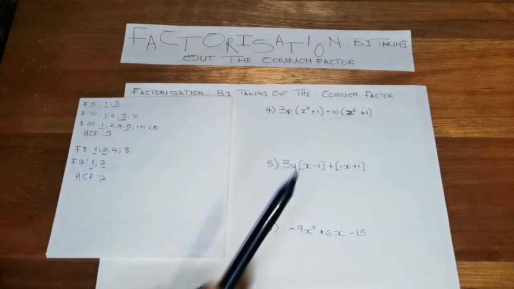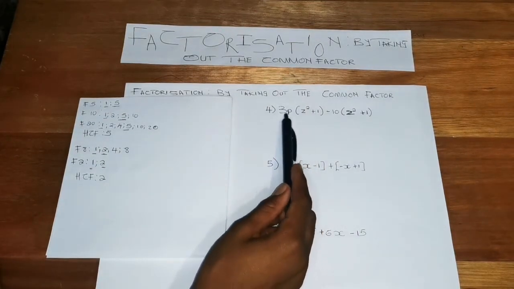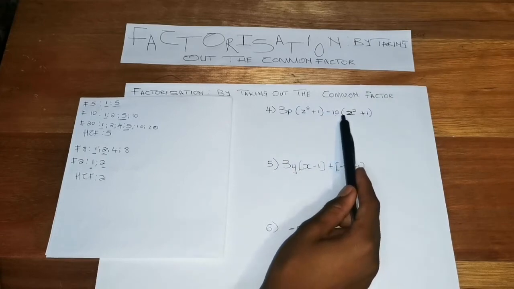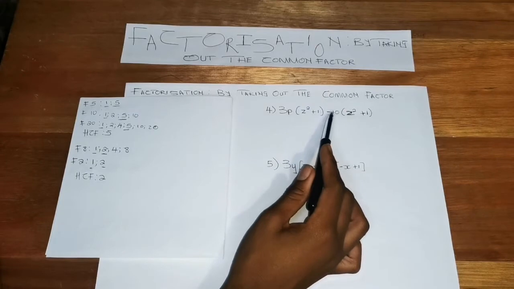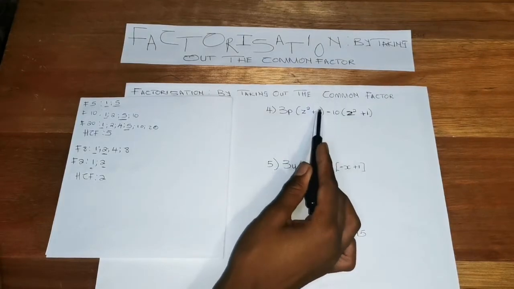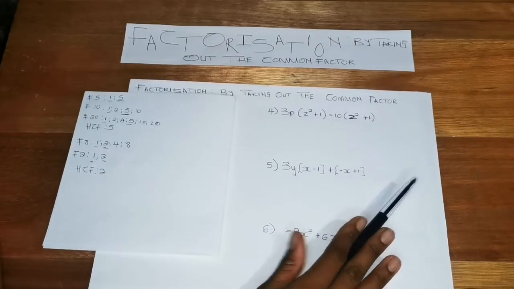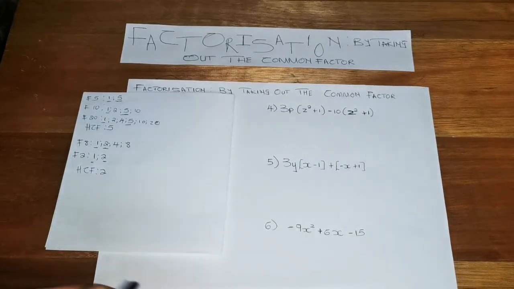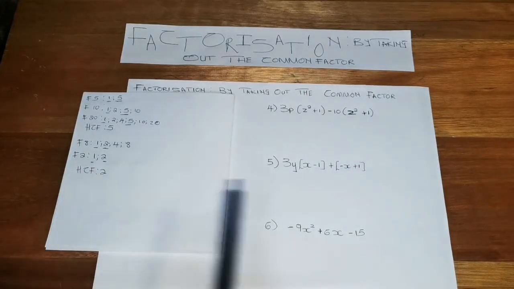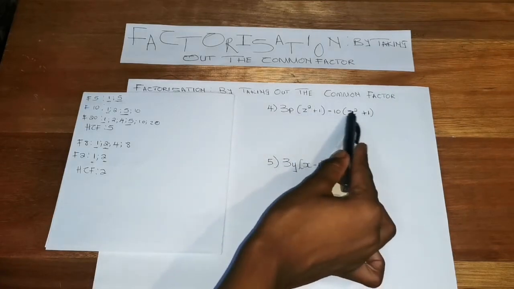Now you're going to look, okay, I have two terms. This is the first term, and this is the second term. How do you know terms? We know terms because they're divided by minus and positive signs. So we have this minus dividing these two terms. So when you're looking at these two terms, what is common in these two terms? You can see that this bracket is common.